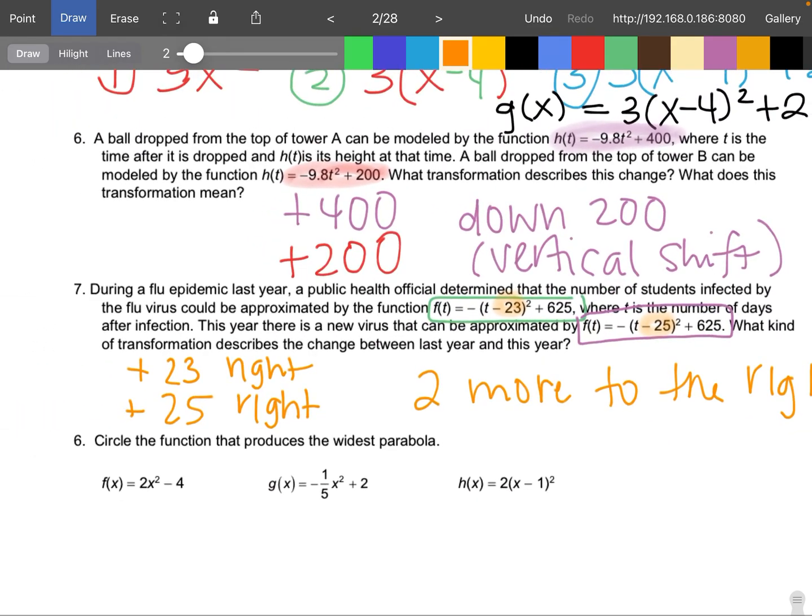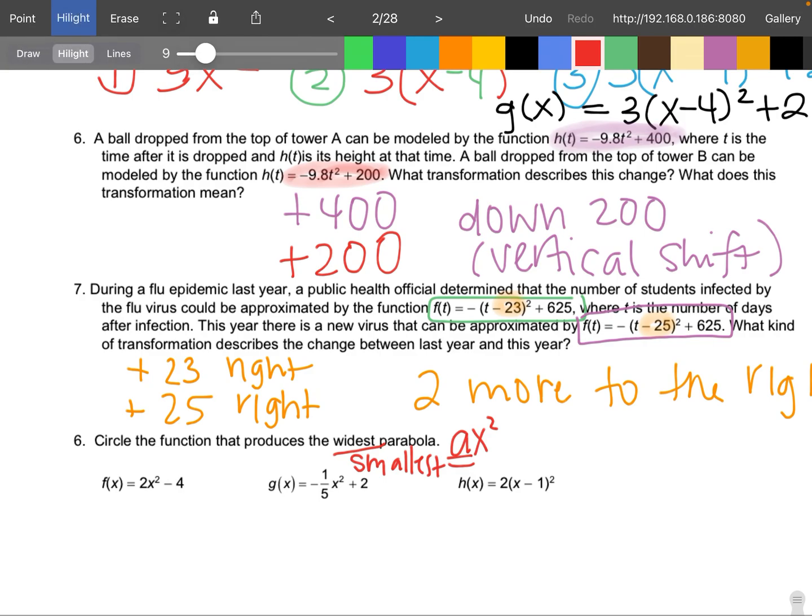Lastly, circle the function that produces the widest parabola. In order to do this, we need to be looking at our a's, because remember, in ax squared, a tells you your vertical stretch or shrink. The bigger a is, the skinnier it's going to be. The smaller a is, the wider it will be, not including negatives. Remember, the negative is a reflection. It has nothing to do with how wide or skinny or narrow a parabola is. So in order to produce the widest, we're looking for the smallest a.